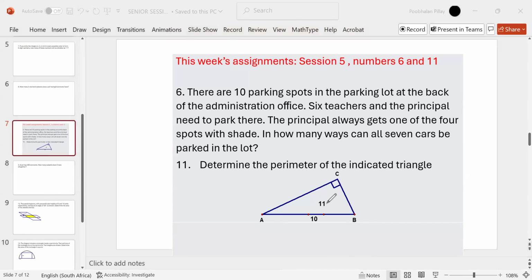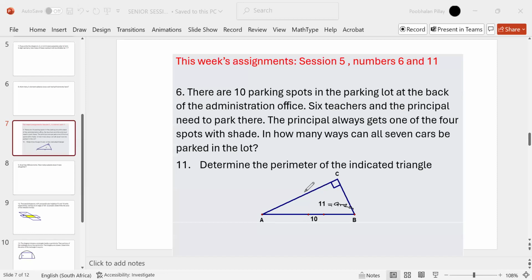Yeah, the question is not very well phrased. This is equal to the area. So the area of the triangle is given as 11. The hypotenuse is given as 10. And you're supposed to find the perimeter.